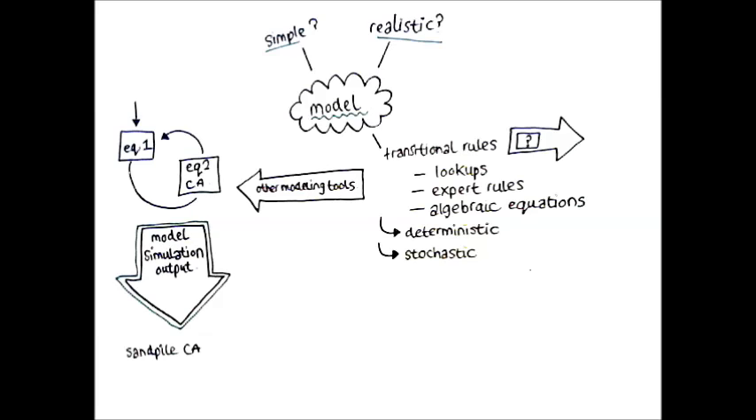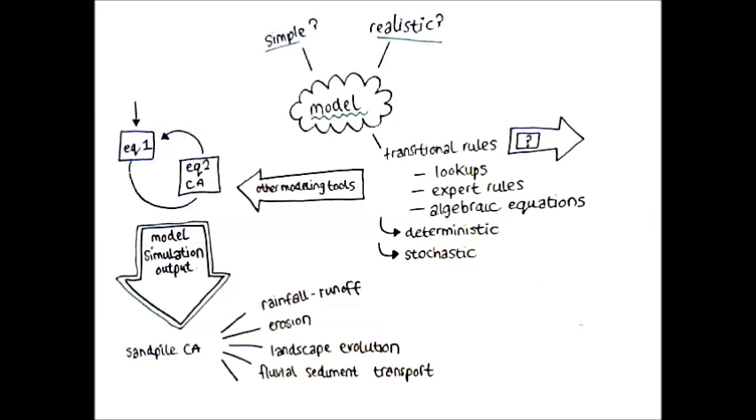From the initial sand pile CA, cellular automata have been used to model rainfall runoff, erosion, landscape evolution, fluvial sediment transport, and all the other environments you see here.